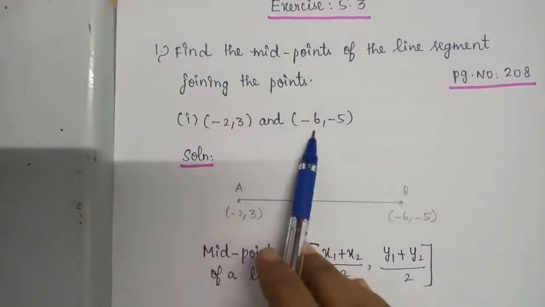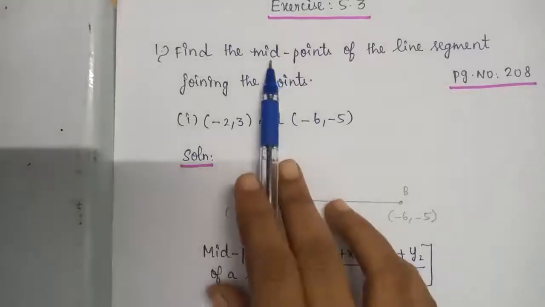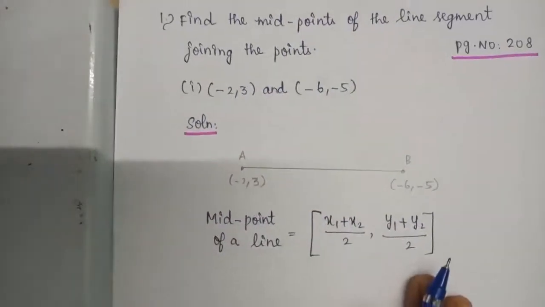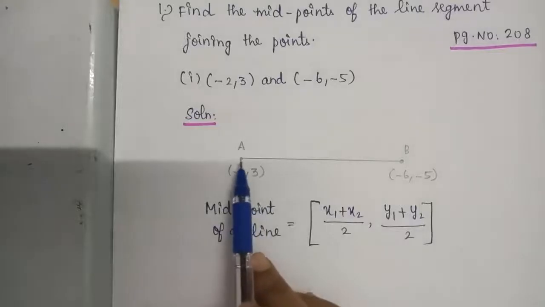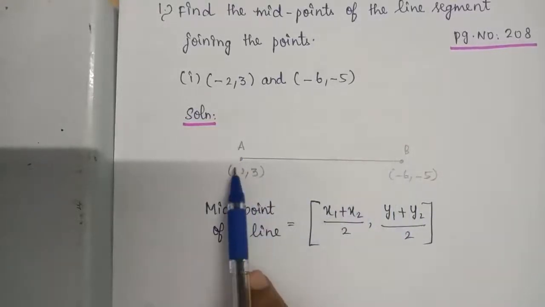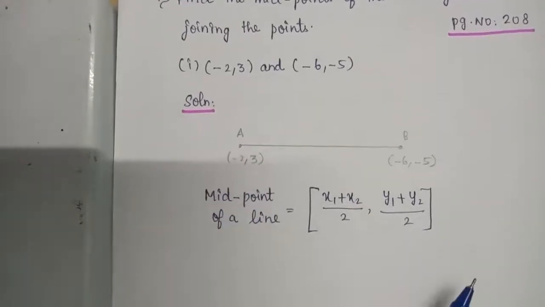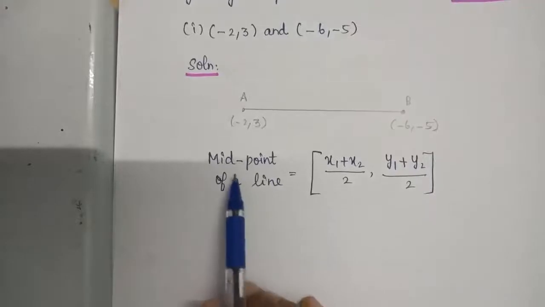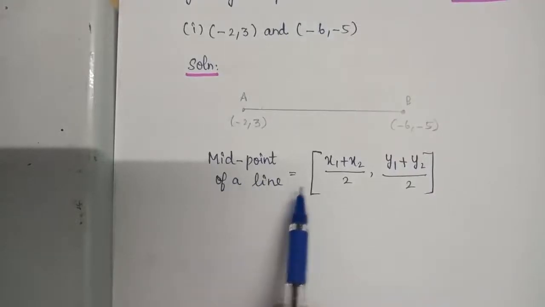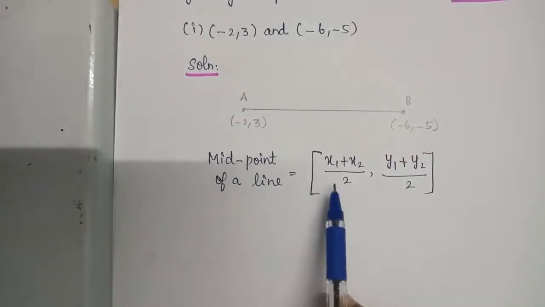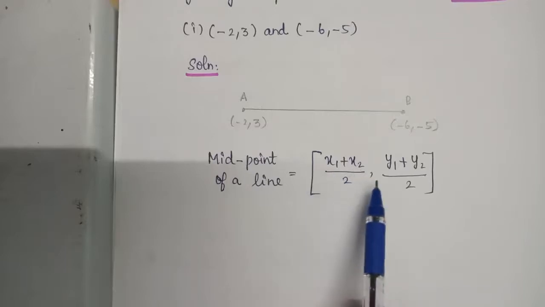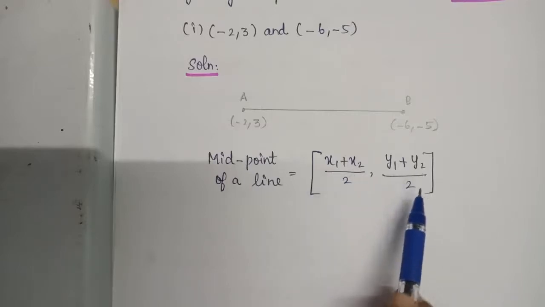Here the 2 points are given. You are going to find the midpoint of the line segment. So I just drew one line. We name the given points as A and B. A is minus 2 comma 3 and B is minus 6 comma minus 5. Then the midpoint of a line is given by this midpoint formula: x1 plus x2 by 2 comma y1 plus y2 by 2.